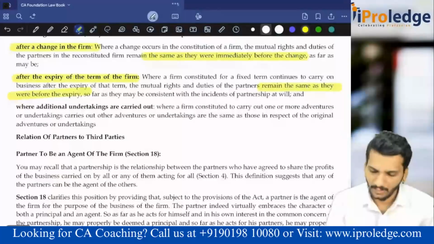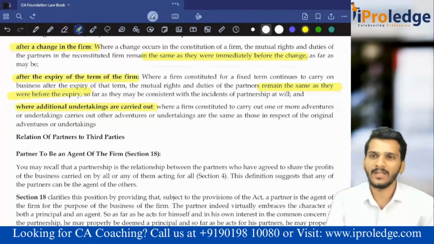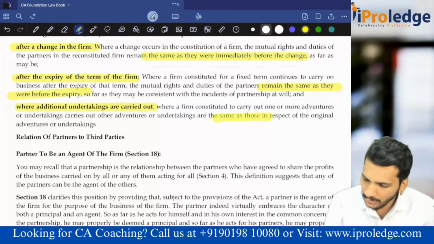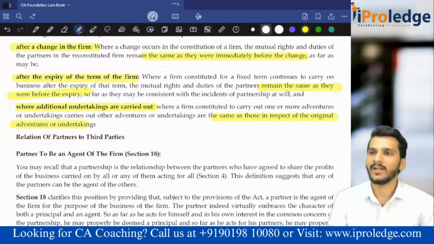Same things where an additional undertaking is carried out. What is an additional undertaking? That means they added one more branch, something was added. In that also it is the same, same as those in respect of the original adventure or undertakings. Unless there is a contract, all the things are the same.